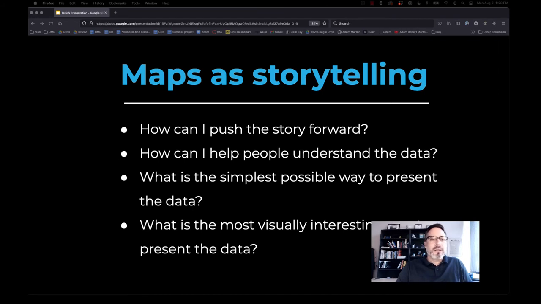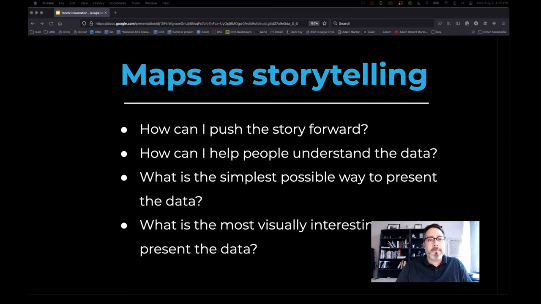We do a lot of iteration in the newsroom, right? Here's 5, here's 10 different ways that I could visualize this data. And 9 times out of 10, it comes down to what's the simplest way to present the data so that people can understand what it says very quickly and then move on with their life, right?